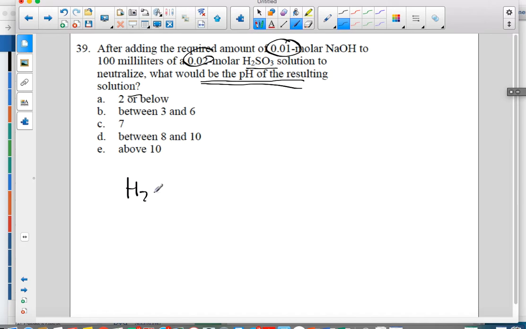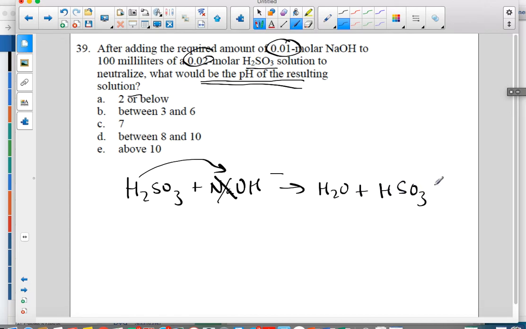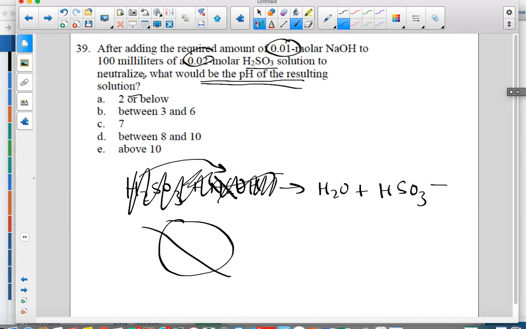I have H2SO3 plus NaOH. First thing we want to do is cancel the heartbreakers. It's going to automatically take an H, make water, and we're going to have plus HSO3 minus. Now, this side's always going to be 0 at neutralization. So the pH at equivalence, because neutralizing is the same thing as equivalence, is going to be dictated by what's on the right-hand side.